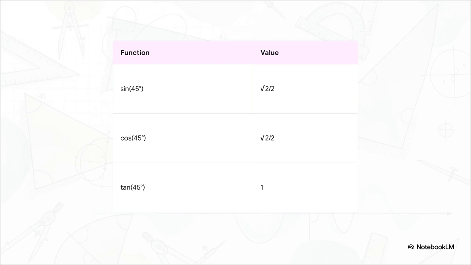Remember, sine is the y value, so sine of 45 is root 2 over 2. Cosine is the x value, so that's also root 2 over 2. And tangent, that's just sine divided by cosine, which in this case is a number divided by itself, so it's just 1. No calculator, no messy decimals, just clean, exact answers.